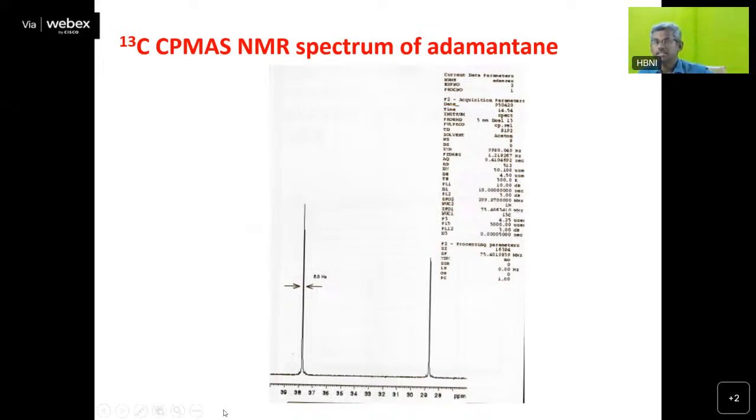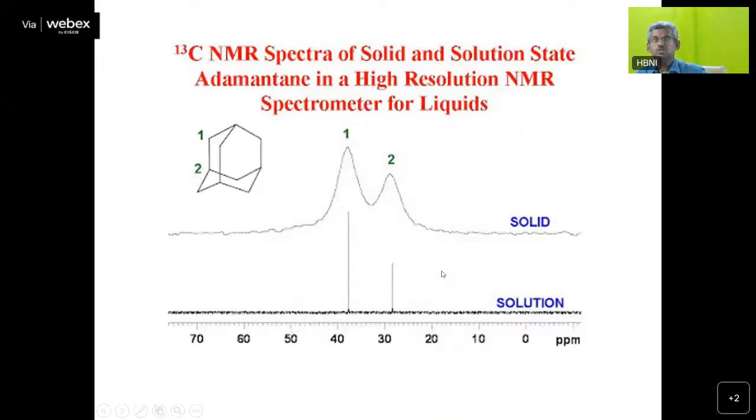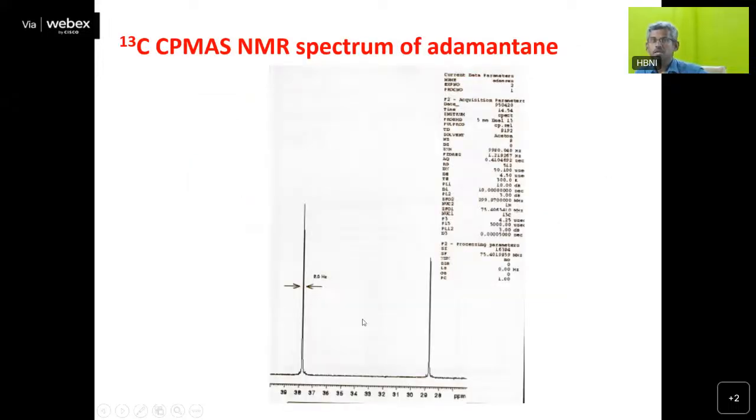Once you set that CP MAS NMR experiment, we take adamantane as a standard, and using this standard we record an NMR and get a solid state NMR of this type. This is characteristic of the CH2 group of adamantane. There are only two types of carbon, a CH carbon and a CH2 carbon. This peak is because of the CH2 carbon, and this peak is because of the CH carbon. You get only a single peak, and you can also measure the line width. This should be around 2.5 or 3 hertz.